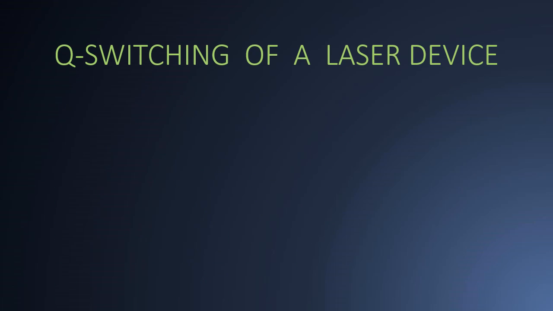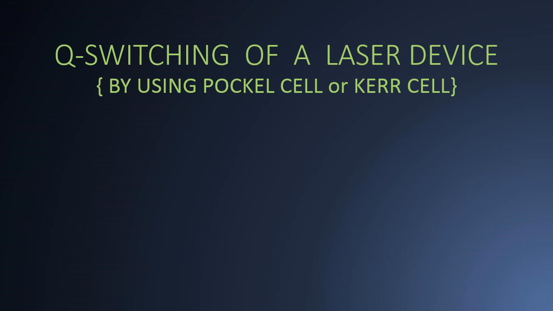Now let us come to the last popular method of Q switching, that is by using a Pockels cell or a Kerr cell. Both these are known as electro-optic shutters. Pockels cell or Kerr cell are the crystals that become birefringent when subjected to a suitable high DC voltage. This suitable high DC voltage lies between 1 kV and 5 kV in case of Pockels cell and between 10 kV and 20 kV in case of Kerr cell.